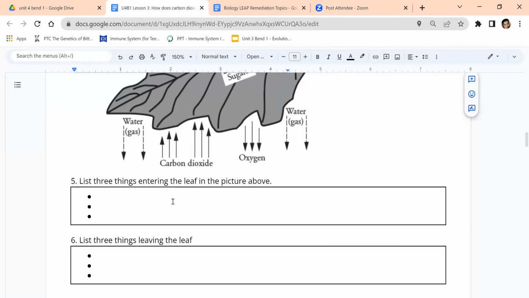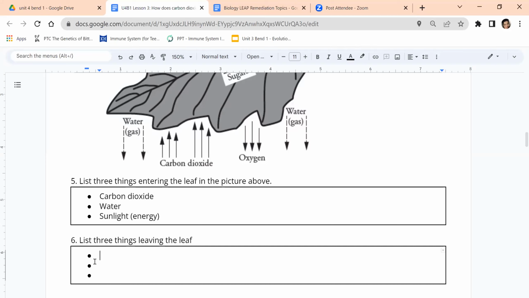So there are three things that are entering the leaf, and these are the three things that plants require in order to do photosynthesis, and that would be carbon dioxide, water, and sunlight energy. And then there are three things that leave the leaf.